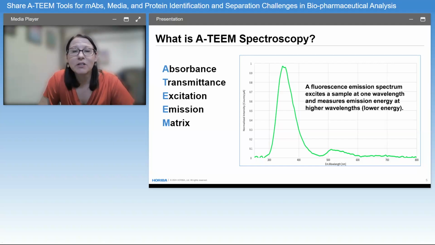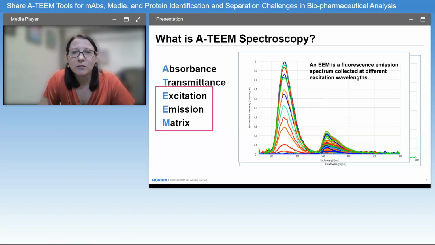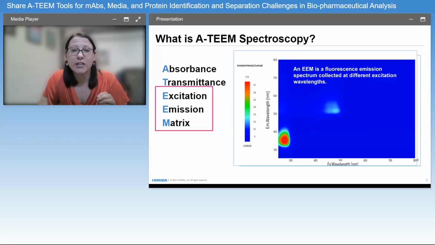An excitation emission matrix is when we collect an emission spectrum at different excitation wavelengths across the absorbance range of a sample or a set of samples. And this gives you a series of emission spectra like you see here. And looking at these spectra in a different way, we can then plot the excitation wavelength versus the emission wavelength versus the intensity, which is an EEM, and it's often represented as a contour plot or heat map like this.